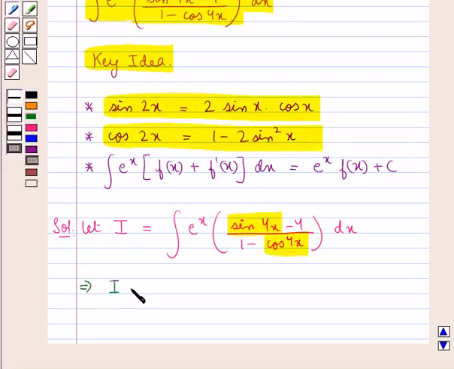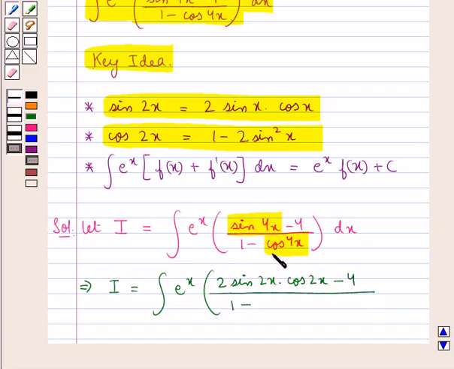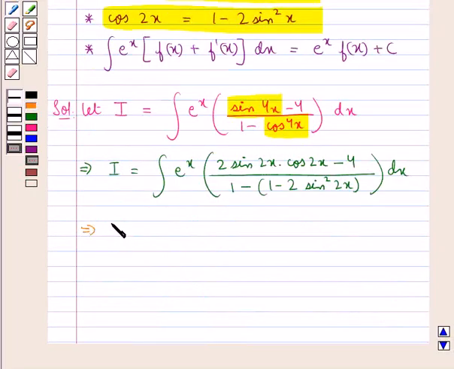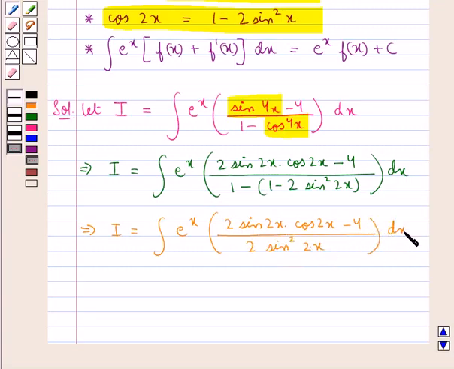So this gives us I is equal to integral e to the power x into, now sin 4x can be written as 2 sin 2x into cos 2x minus 4 upon 1 minus cos 4x can be written as 1 minus 2 sin square 2x, this whole dx. So further we get I is equal to integral of e to the power x into 2 sin 2x into cos 2x minus 4 upon, and when we open these parentheses, we are left with 2 sin square 2x the whole dx.